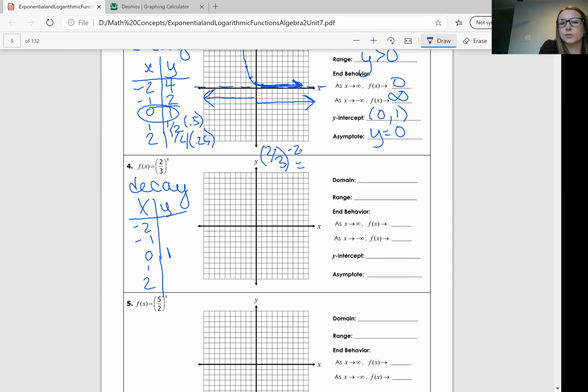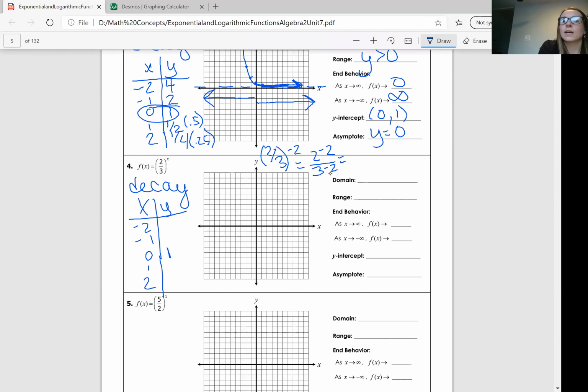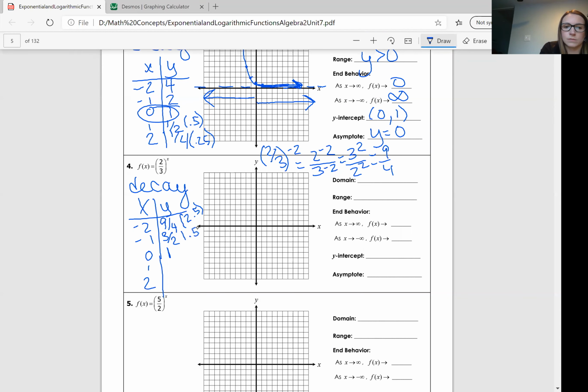Again, if you distribute, the -2 would be 2 to the -2nd over 3 to the -2nd. And you're going to flip this, would be 3 squared over 2 squared, which is 9/4. Okay, so we have 9/4, which is 2.25. All right, -1. So if you put a -1 in here, all it does is flip these, so that's 3/2, which is 1.5. And I did this wrong. This is 2.25. Sorry, guys.